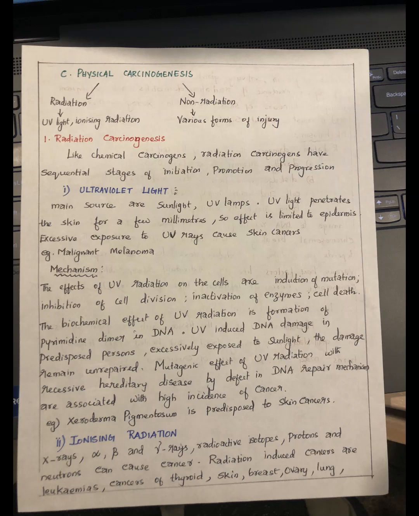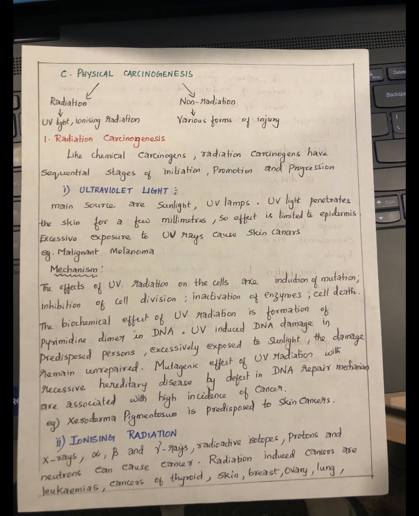What happens when UV rays hit the cell? It sometimes induces mutation. It may also inhibit cell division, inactivate enzymes, and might even cause cell death. The biochemical reaction of UV rays is that they form pyrimidine dimers in DNA. If this DNA-damaged person is exposed to excessive sunlight, the damage remains unrepaired.